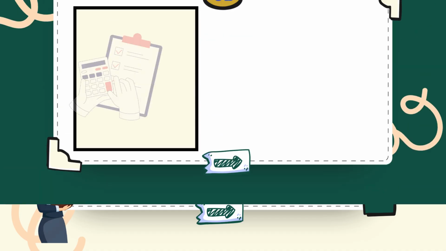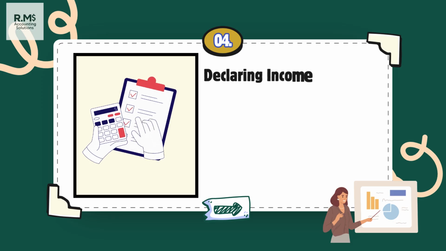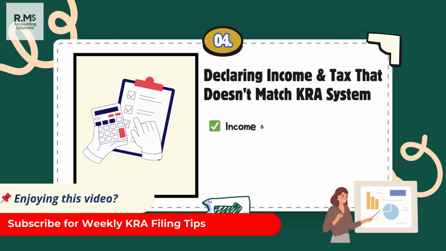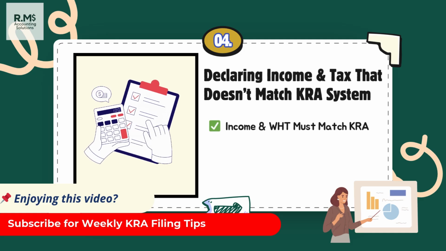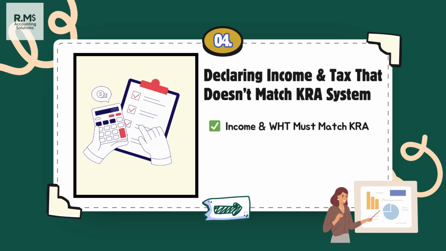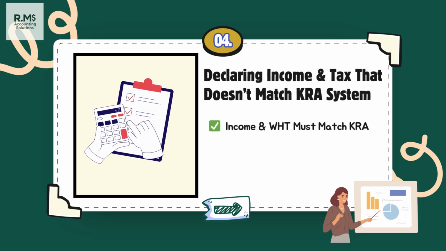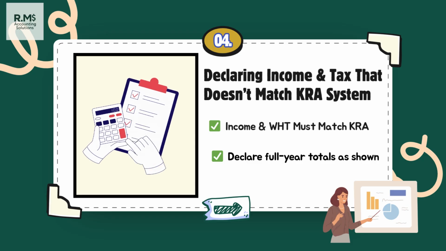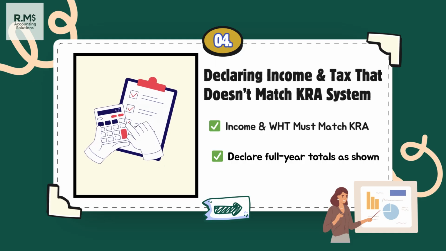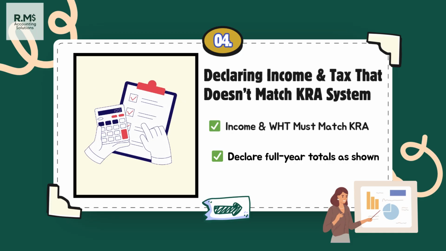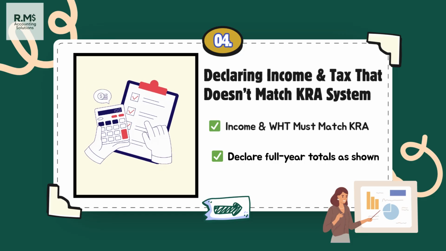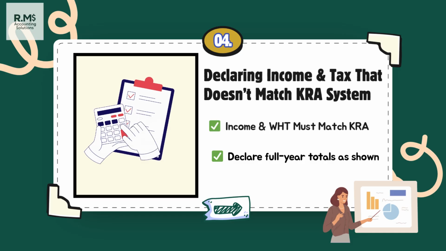when uploading. A common mistake is declaring income and withheld tax in the wrong year. The income and withholding tax must go hand in hand with what KRA expects for that particular tax year, based on the certificate's date. For example, if a certificate is dated February 2024, then that income and tax should appear in your 2024 return, even if you are filing it in 2025. If the year doesn't match, your return may fail or create inconsistencies in the KRA's system.